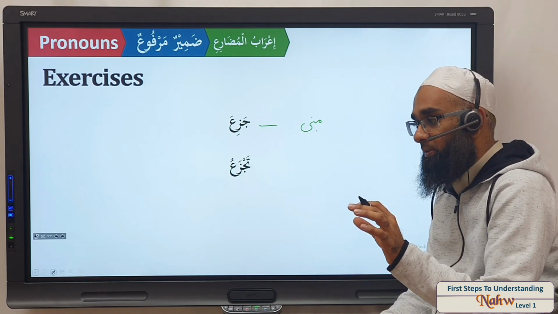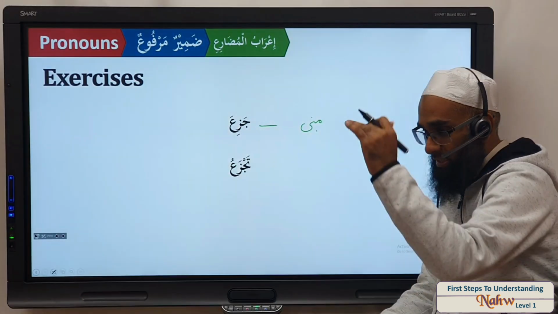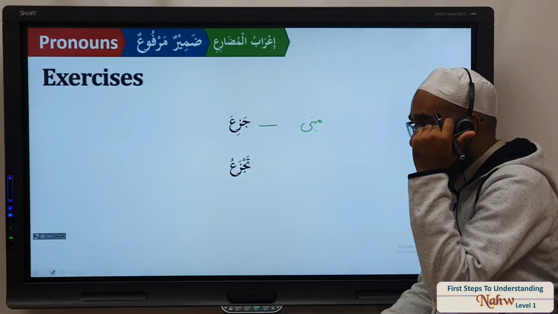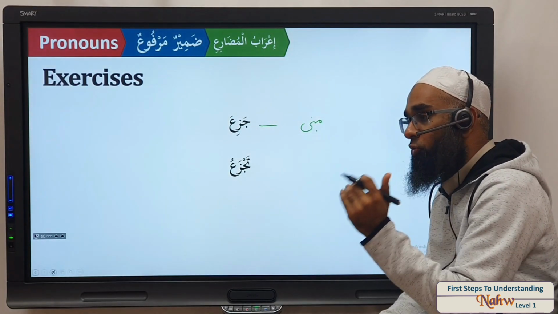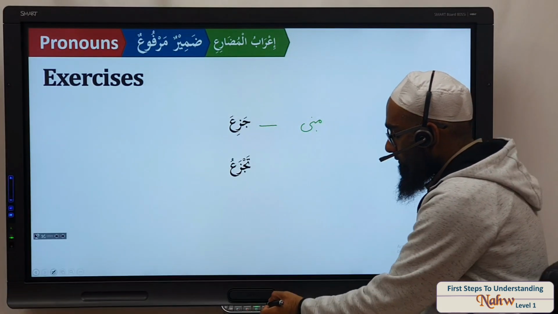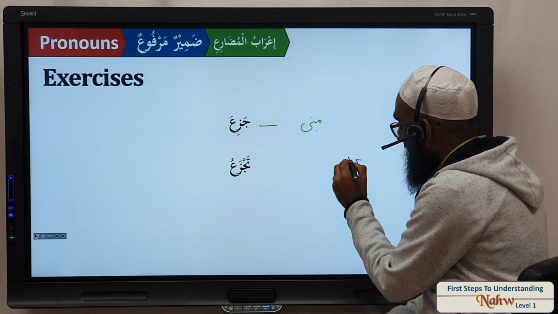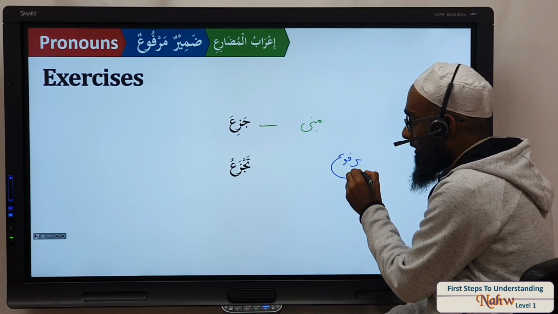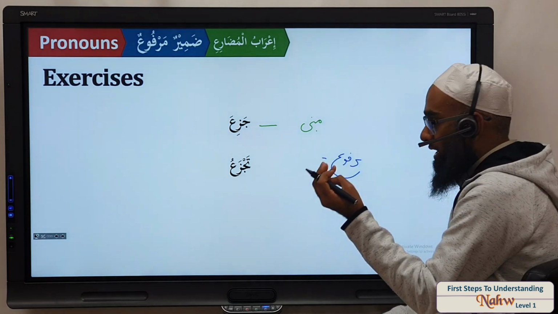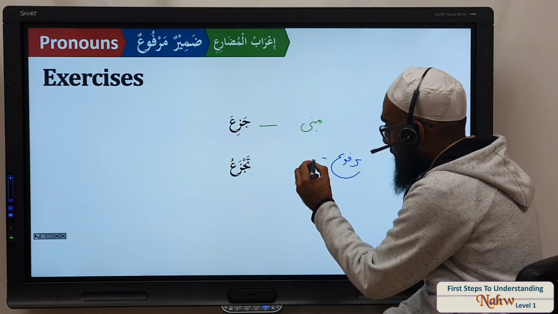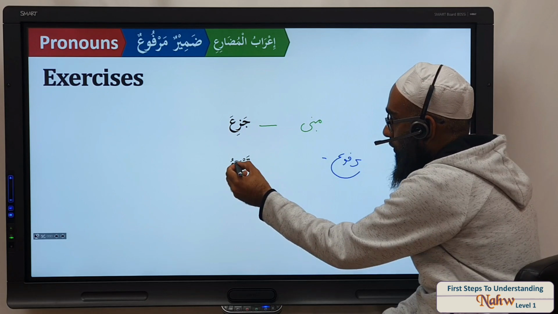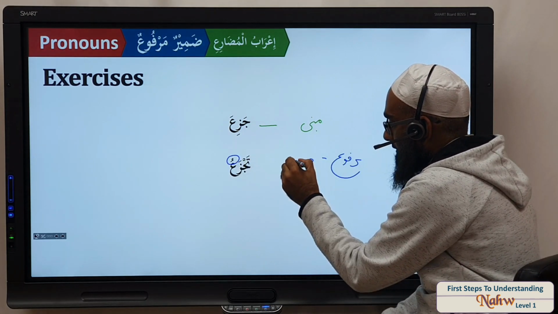Does it have noonul niswa? No. So we know which type. It's number one type. Now this number one type, what state is it in? Marfu, mansoob or majzoom? It's in marfu state because there's no amil before. So the default of fi'l mudari is marfu. There's no lan or lam before it. Therefore we say it's marfu. And how is it marfu? With the dhamma.